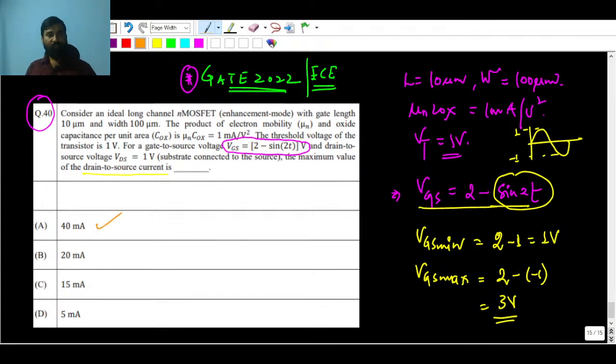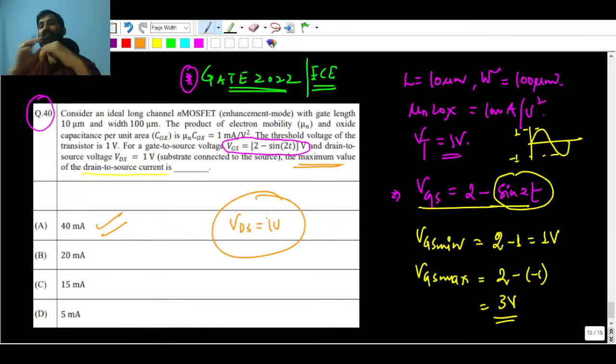So there are options given. In option A, try to calculate the maximum value of drain to source current when VDS is also given. So they have given VDS as well. VDS is given as 1 volt, remember.